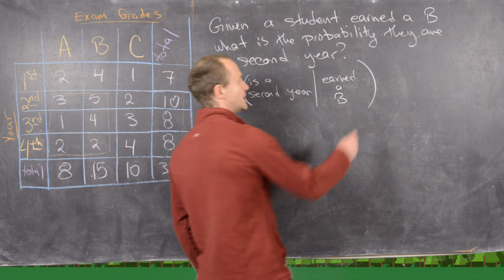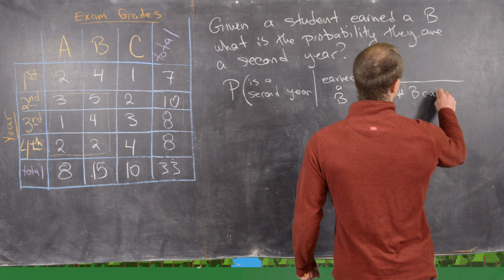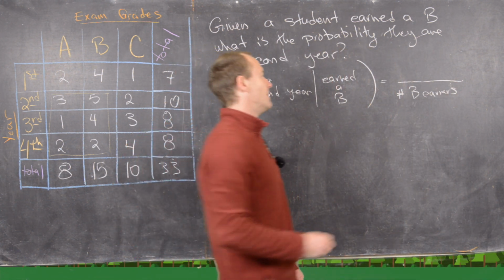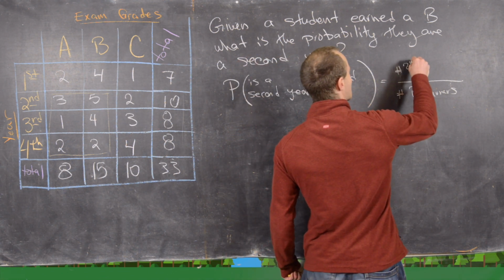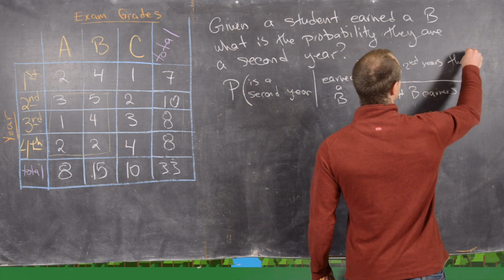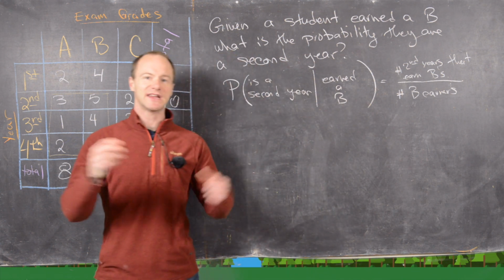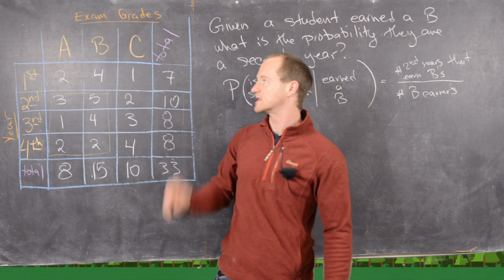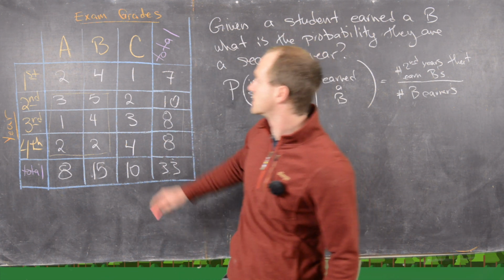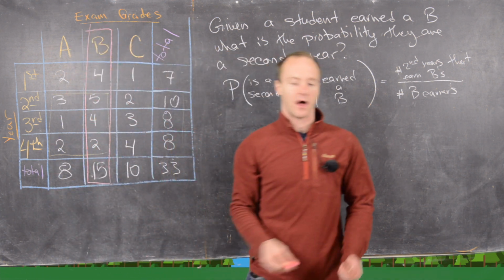So what that means is we need to do the following. The number of B earners is going to be in the denominator. And then the top will be the number of second years, but not all second years, just second years that earn B's, because we're restricting our universe from all students in the class just to the B earners in the class. In other words, we're looking only at this second column.